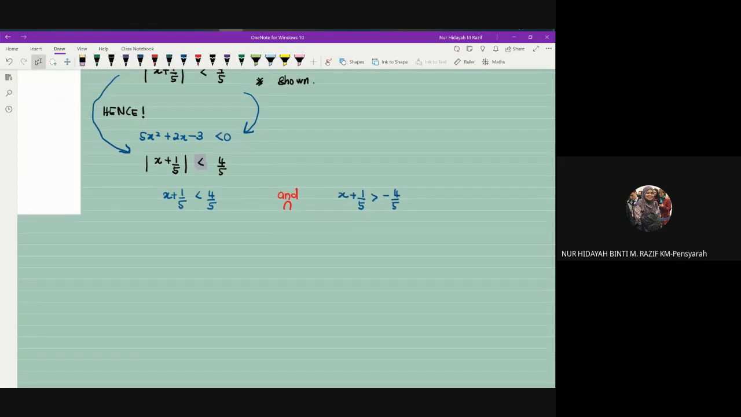Sampai setakat tu jelas? Boleh follow? Boleh. So this is just linear inequality. Tak ada dah graf senyum, tak perlu lagi table of sign. So kita selesaikan macam biasa. X is less than 4/5 minus 1/5, that is 3/5. Now solve satu lagi. X is greater than negative 4/5 minus 1/5. So X greater than apa? X lebih besar daripada negative 1, betul?